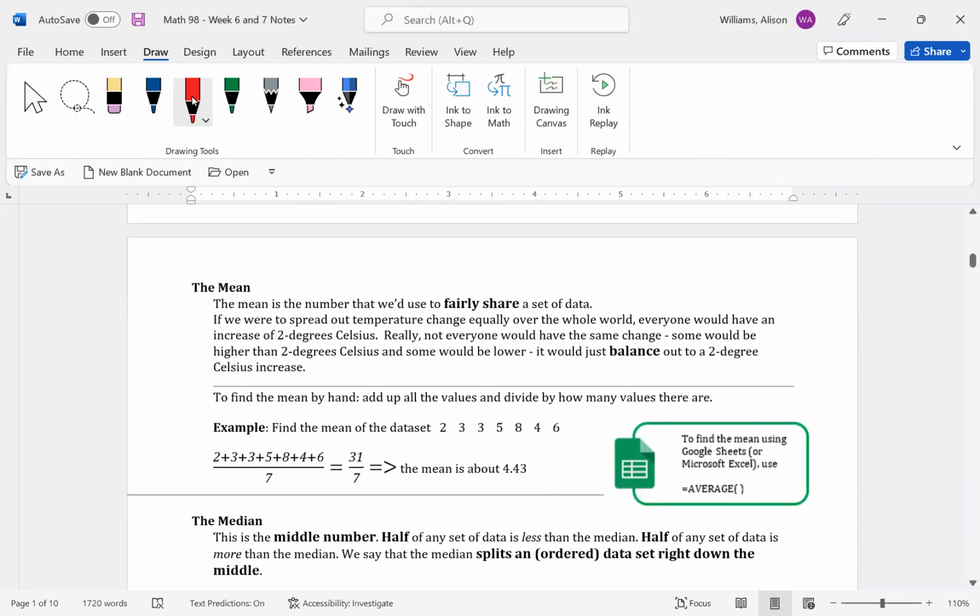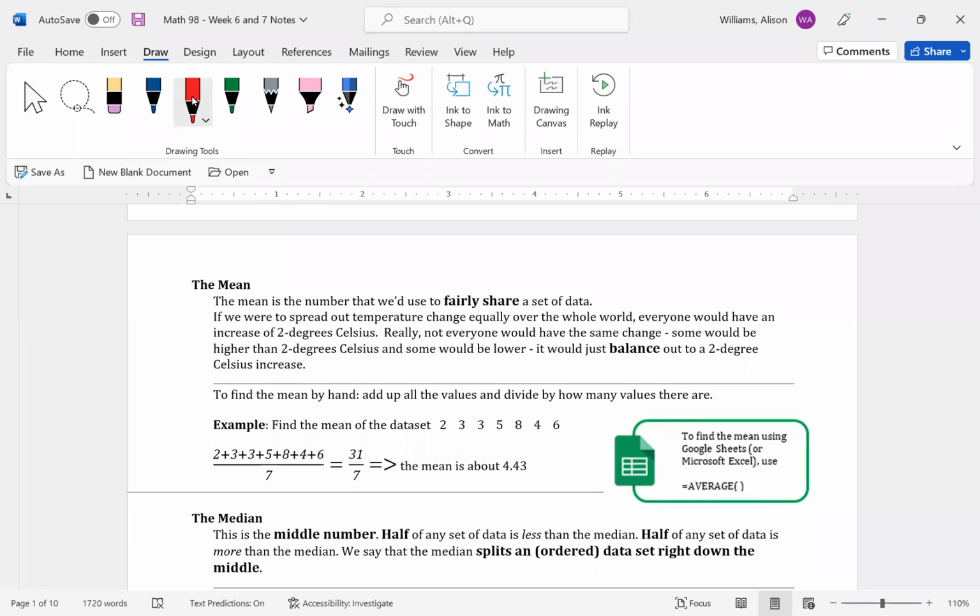The mean is the number we'd use to fairly share a set of data. So if we were to spread out the temperature change equally all over the world, everyone would have an increase of 2 degrees Celsius. But really, not everyone has actually 2 degrees Celsius change, okay? Some have more than 2 degrees Celsius, some have lower than 2 degrees Celsius. It just balances out to a 2 degrees Celsius change or an increase, all right? So they give an example of how you find the mean, you add them all up and divide by how many there are. And they do mention how you could do this in Google Sheets or Excel. You use the feature called average to do that.